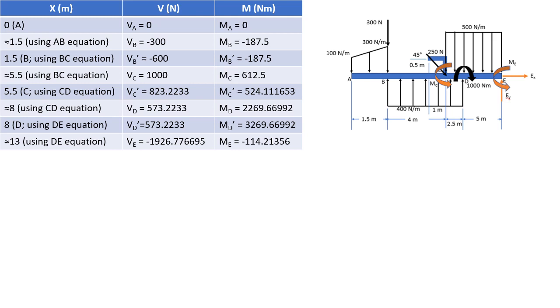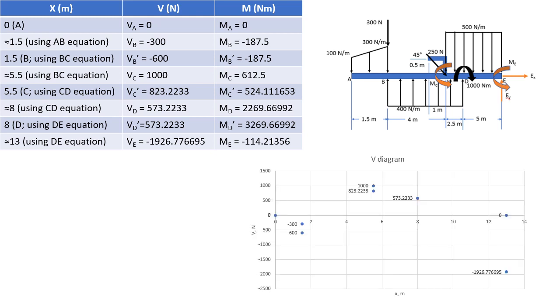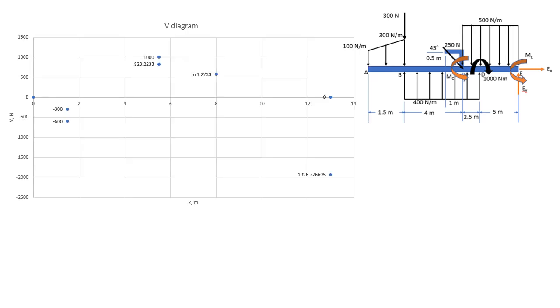Okay, so here are the values that we have obtained, and I have plotted it in this graph. Okay, so I will enlarge the graph so that you can see how to complete the diagram. Okay, so from 0 to negative 300, how will we complete the diagram?